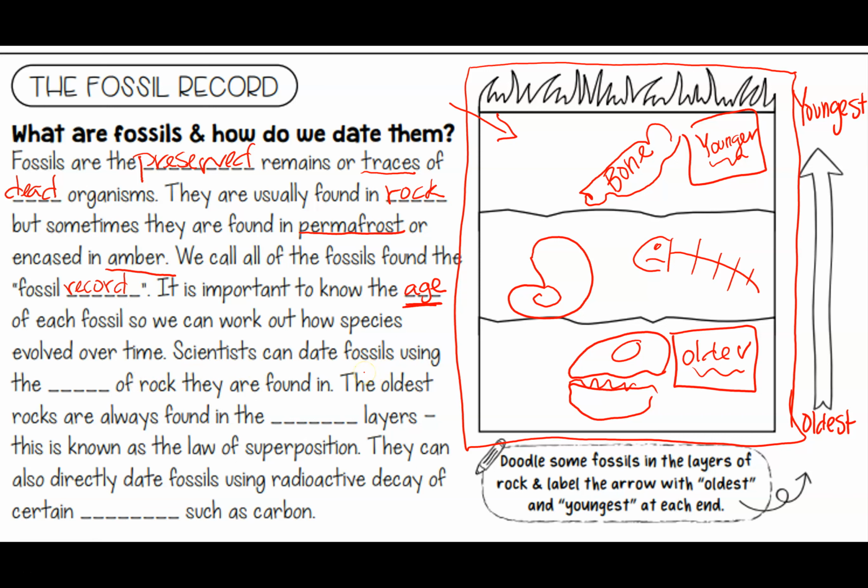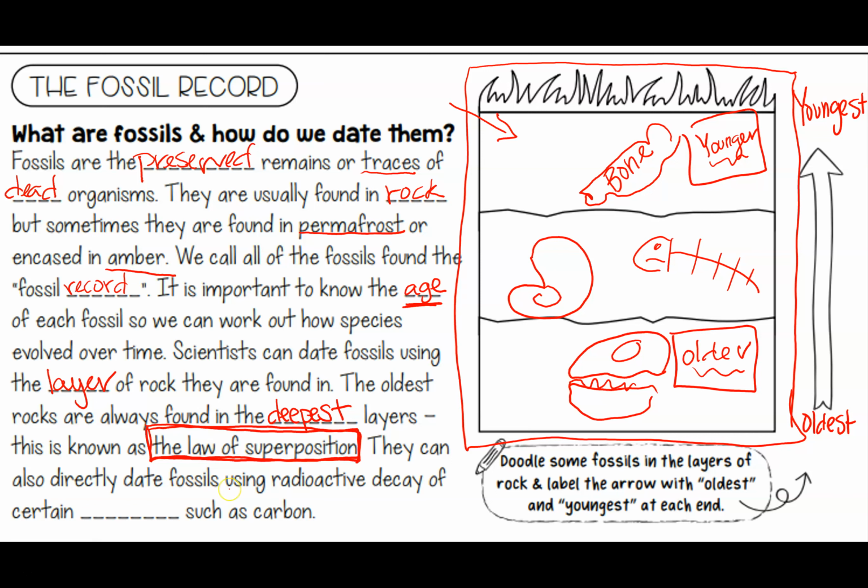Scientists can date fossils using the layer of the rock they're found in. The oldest rocks are always found in the deepest layers. That's what we're showing over here. This is known as the law of superposition. Underline that or box it or something like that. The law of superposition. So that just means that younger layers are at the top, older layers are at the bottom.